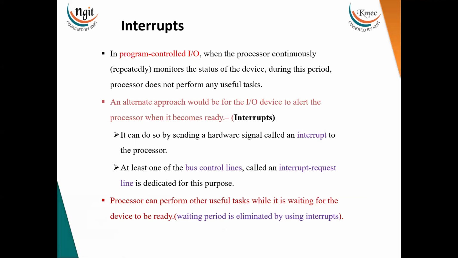Now we will discuss the interrupt. In the previous lecture, we discussed the different modes of data transfer. In the main program, if the microprocessor needs data or wants to send data, then in the program controlled IO mode, the processor continuously monitors the status of the device till the transfer completes. During this period, when the device is not ready, the processor does not do anything, thereby reducing processor efficiency.